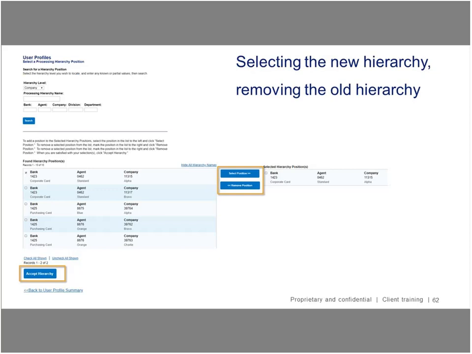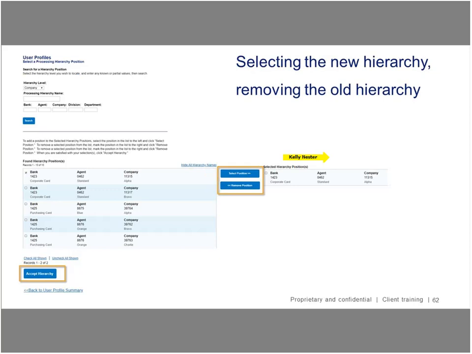In the same manner as when we originally assigned the hierarchies for Ria, you'll see the search results here, and you'll see she's already got a hierarchy over here that is selected. So we would click the checkbox next to the old selected hierarchy and click the Remove Position button to take that visibility of her old department's hierarchy away. And then you would check the new hierarchy from the list and click Select Position to bring her new hierarchy over here as a selected hierarchy.